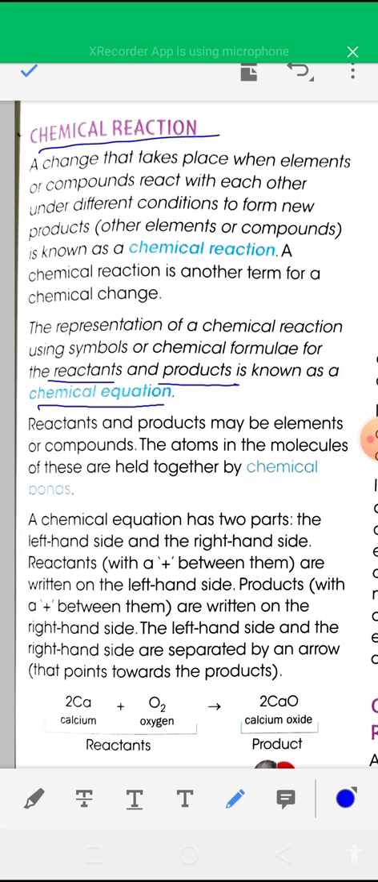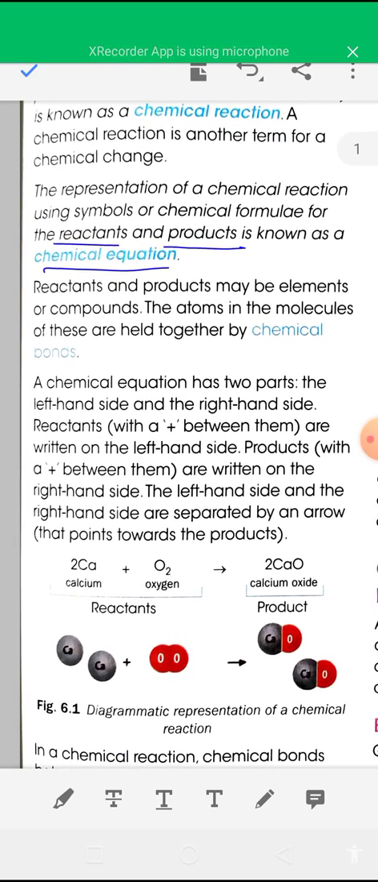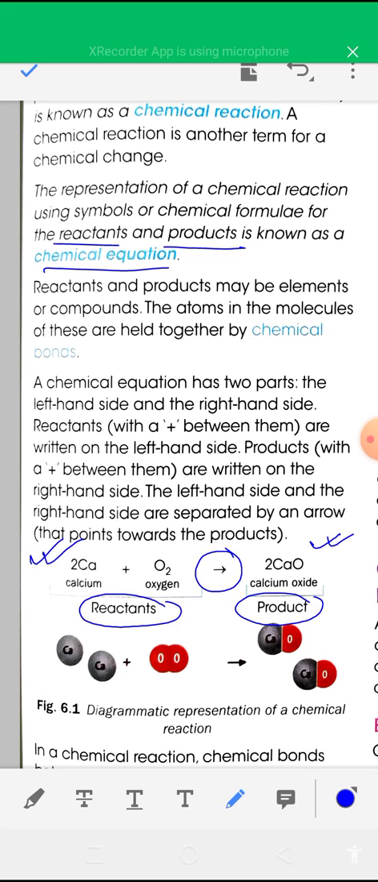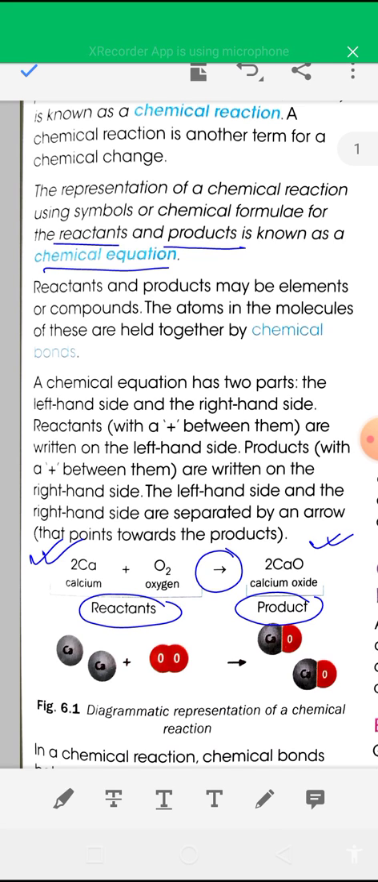So a chemical reaction is represented by a chemical equation. Generally, in a chemical equation, reactants are written on the left-hand side and the products are written on the right-hand side. The reactants and products are separated by an arrow. You have to give a plus sign between two reactants or between two products. This is the representation of a chemical equation.